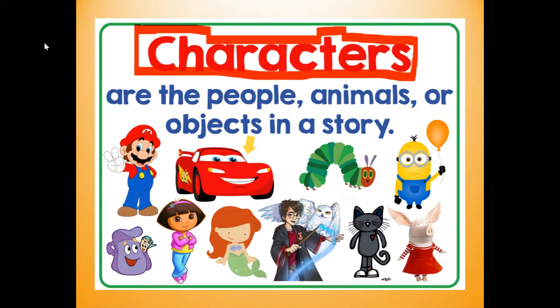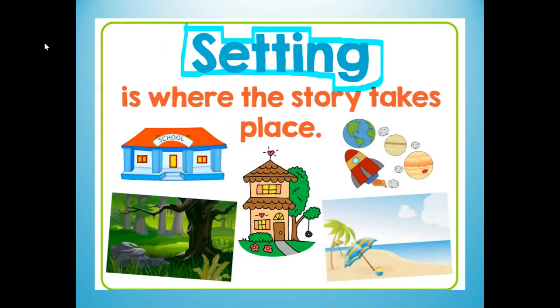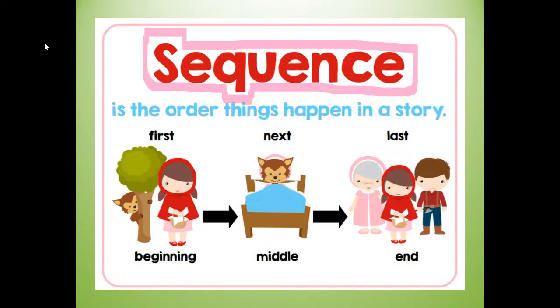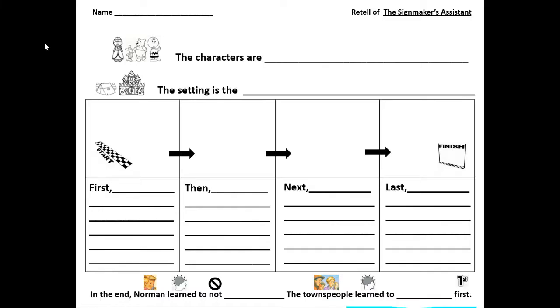So characters, what are characters? Characters are the people, animals, or objects in a story. Setting, what is a setting? The setting is where the story takes place. Sequence, what is the sequence? Sequence is the order things happen in a story. So you're going to say and write these words first, next, last, or what happened in the beginning, the middle, and the end.